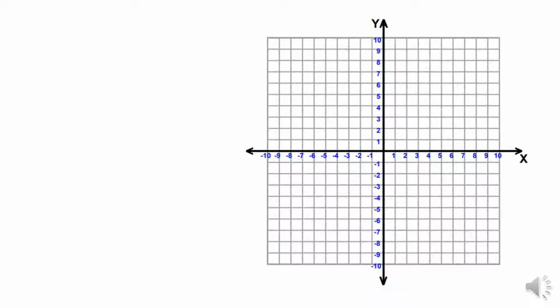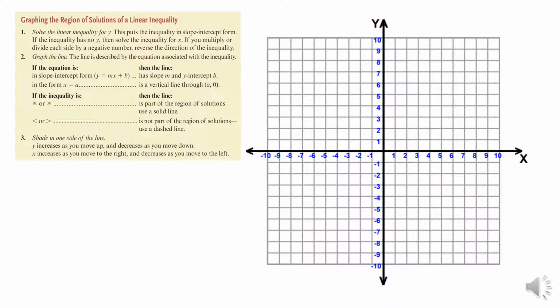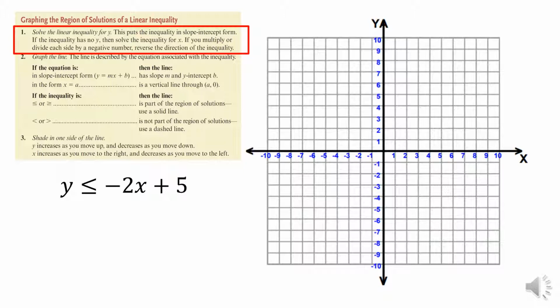All right, now let's actually graph it. It's going to start off very similar to how example 1 started. I'm just going to pull back up that picture from before so we can have it as a reference. I would suggest that you have this sitting beside you as you work on your homework. Here's our step 1, solve the linear inequality for y. Well, we already did that. We got y is less than or equal to negative 2x plus 5. We did that in the last step.